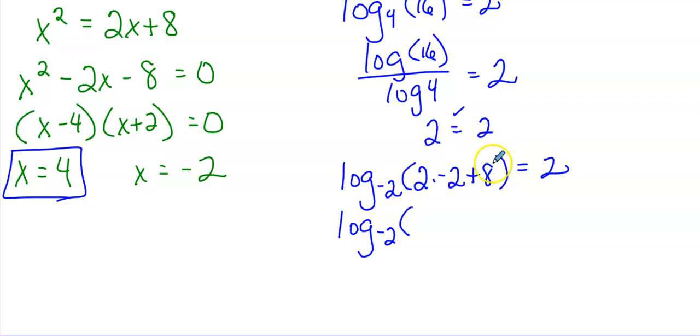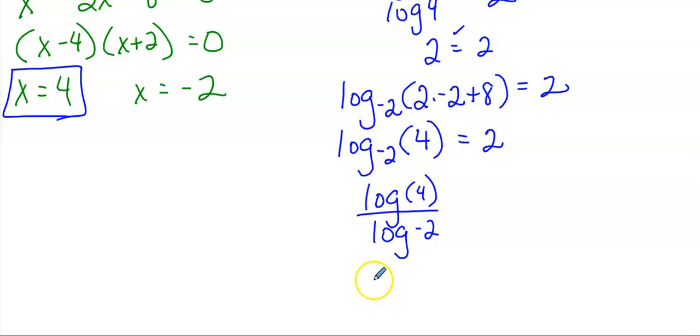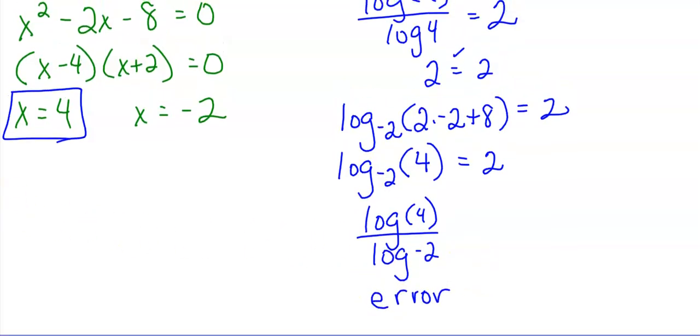Well, that's -4 and 8, so that's 4 equals 2. And then use my change of base formula. If you enter log 4 divided by log -2, you're going to get an error message. And if you'd noticed, we really didn't have to go that far.